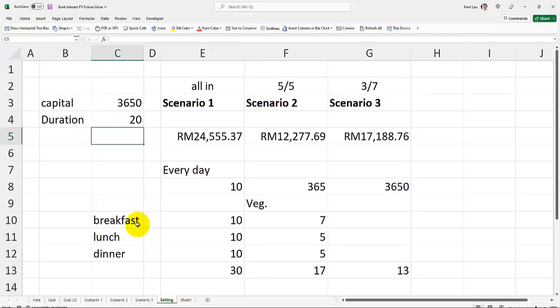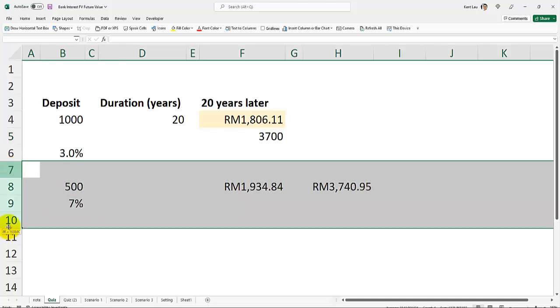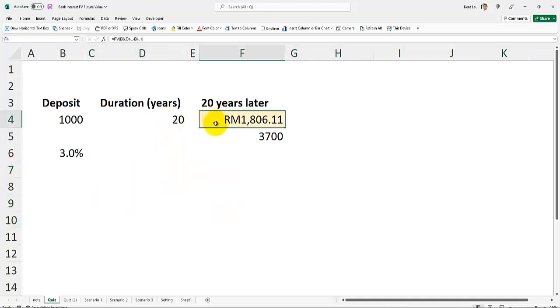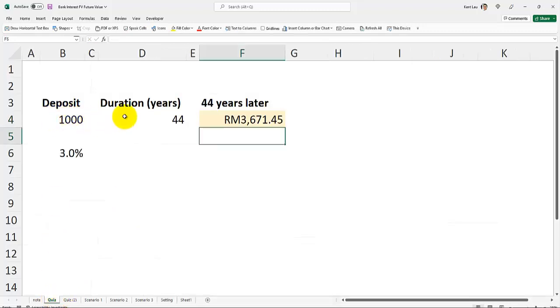So in this video, you learn, we start with a quiz, right? And start asking you, hey, if you put 1,000 into a bank at 2 point something percent, and for say 20 years, that will become this. And if I change it to 44 years, right? So 44 years, you only want to get it when you retire at the time. That's close to 3,600 something.